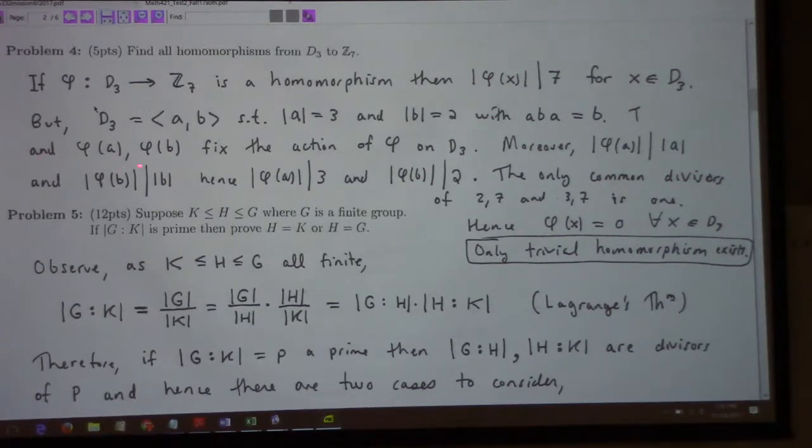So if you have phi of a, whatever you do to phi of a and phi of b, that fixes the action for the homomorphism, right? But on the other hand, the other thing we know is that the order of the image must divide the order of the pre-image. So that means that phi of a has to divide 3, and phi of b has to divide 2. But the thing is, 2 and 7 and 3 and 7 are relatively prime, so that forces us to send everything to order 1. In other words, we have to map everything to 0, only the trivial homomorphism exists.